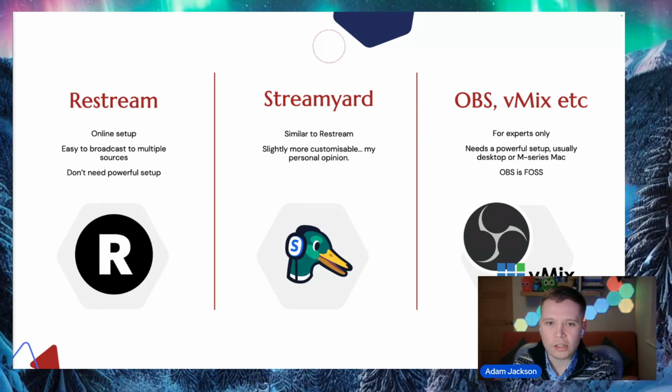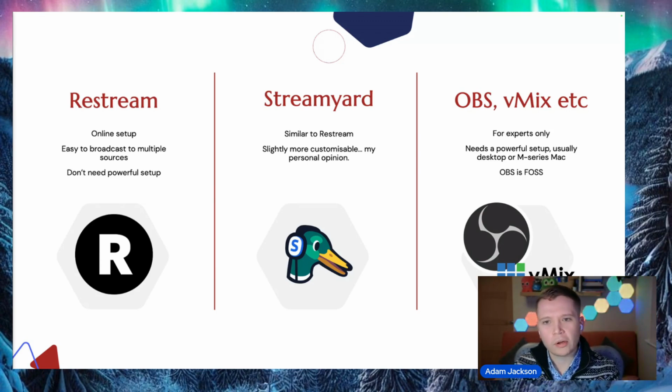So normally you're going to need a powerful desktop, or perhaps like I have, an M series Mac to actually be able to use that kit. Now, OBS is open source software, so it is free. vMix is not. And of course, there are many other alternatives to what I've just presented to you on screen. This is just a sample of some of the technology that you can use to produce your online event.